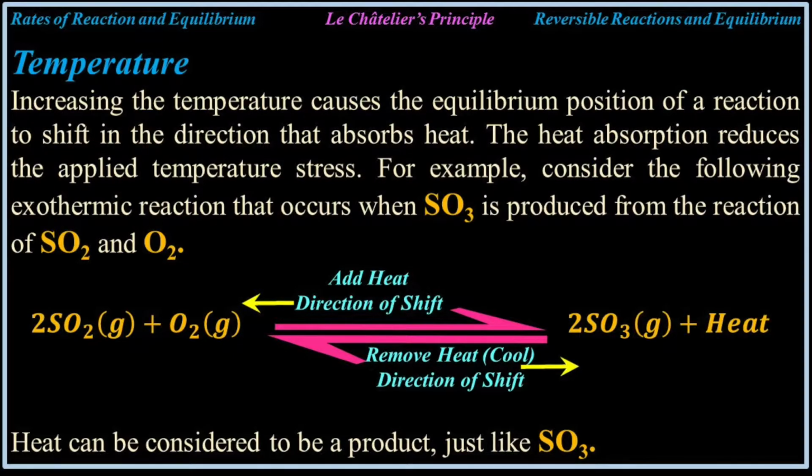Increasing the temperature causes the equilibrium position of a reaction to shift in the direction that absorbs heat. The heat absorption reduces the applied temperature stress. For example, consider the following exothermic reaction that occurs when sulfur trioxide is produced from the reaction of sulfur dioxide and oxygen. Heat can be considered to be a product, just like sulfur trioxide.